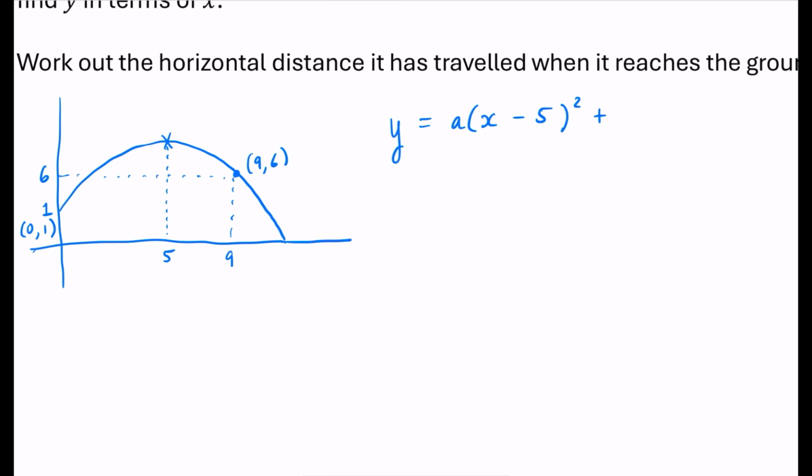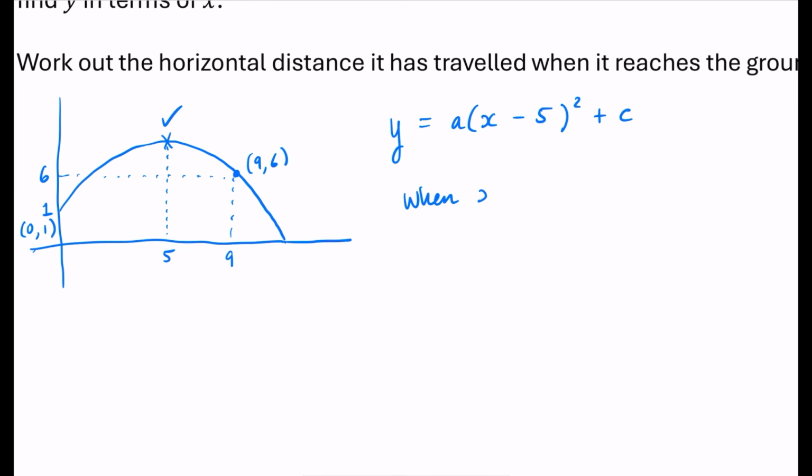We don't know what this extra value is going to be because we don't know this maximum value. So I'm going to just give it a letter. I'm just going to call it c like we had in the previous part. So I've now dealt with this point. I've already used that one. I'm going to try and use this 9, 6 point next.